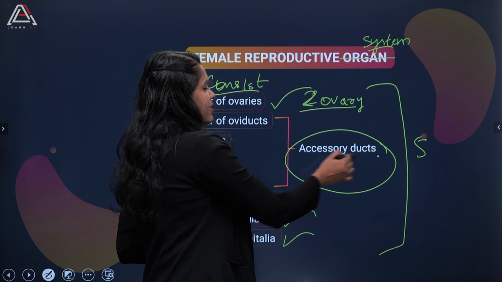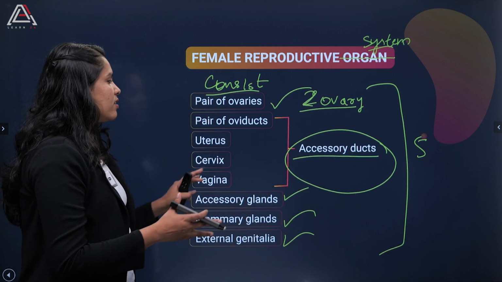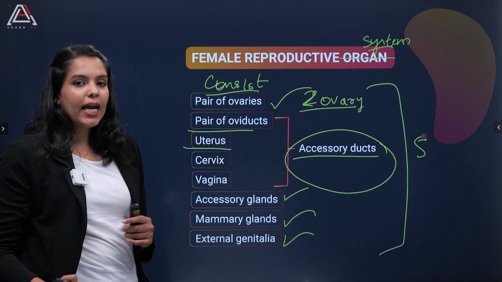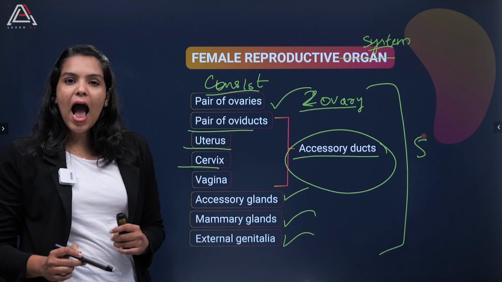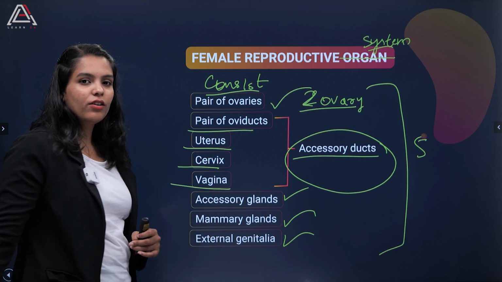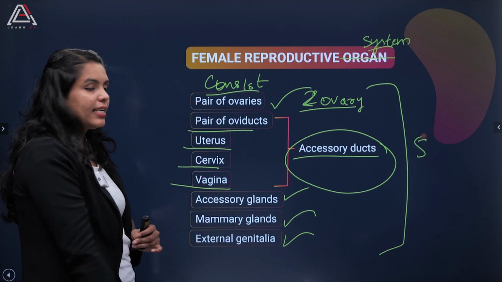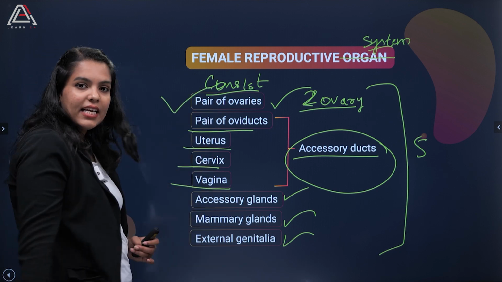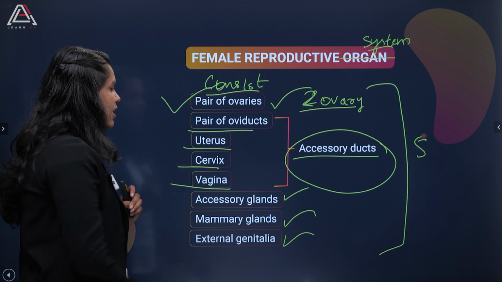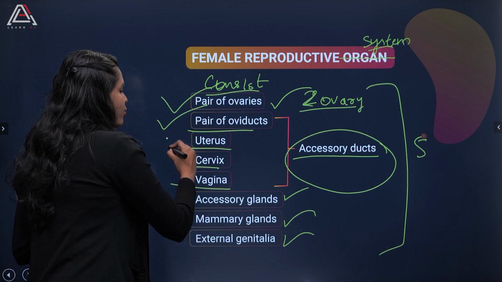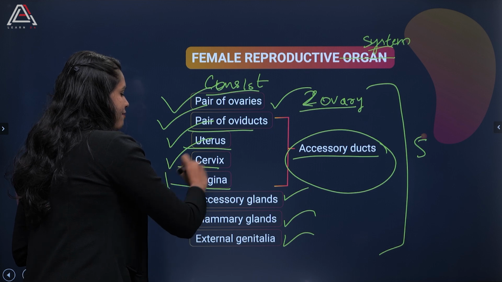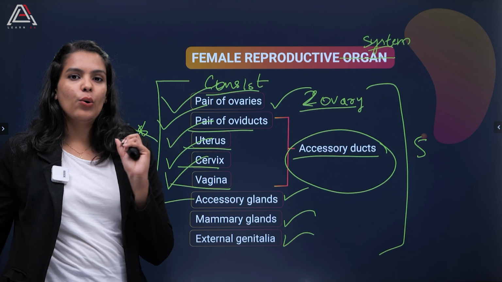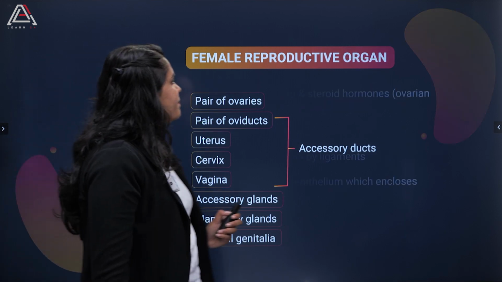Talking about the accessory duct in specific, it consists of a pair of oviducts, the uterus, the cervix, and the vagina. We'll be talking about all of this in detail. In this video we will be talking about the pair of ovaries and the accessory ducts, which are the pair of oviducts, uterus, cervix, and vagina. This is what we are going to cover in this particular video.